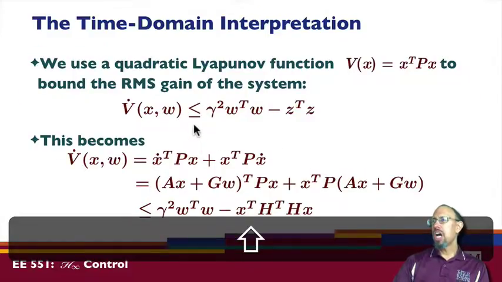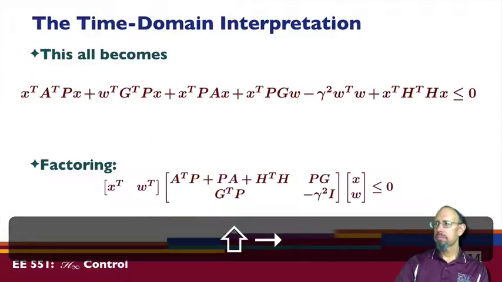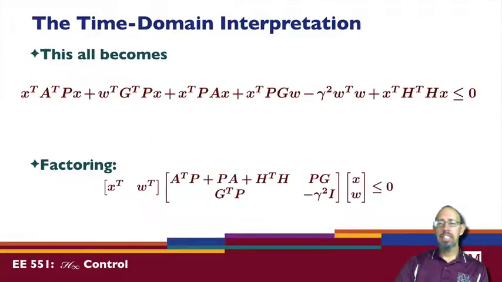And what that does is that provides an upper bound on the RMS gain of the system. So not only is V dot in general negative definite, but it actually is less than the RMS gain. So by RMS gain, we mean gamma squared times the input minus Z transpose Z of the output. So that's the time domain interpretation of all of this.